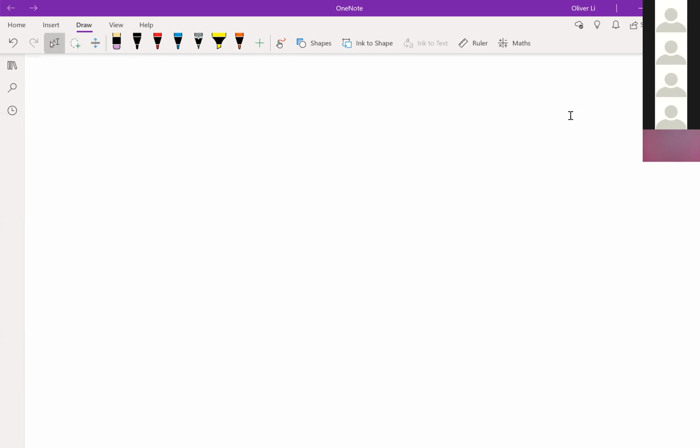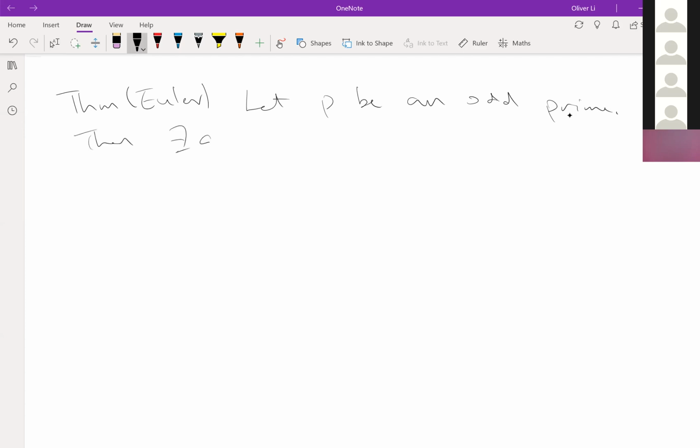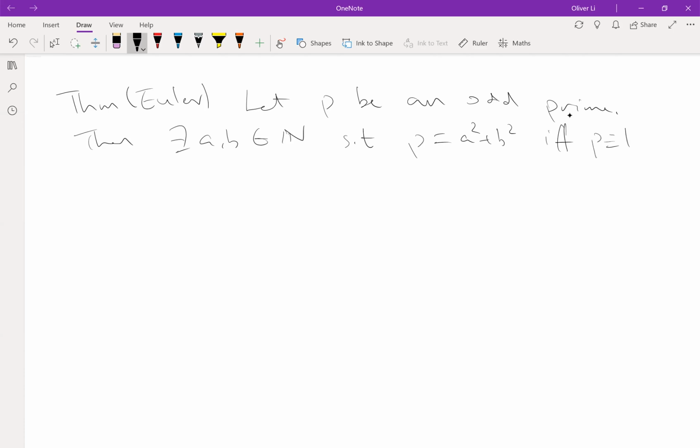So today we'll be looking at this particular theorem. Despite its name, it was actually first proven by Euler. Very classic. It says: let p be a prime. Then there exist integers a and b such that p is equal to a squared plus b squared if and only if p is congruent to 1 mod 4.